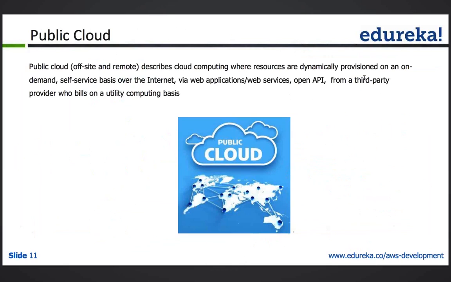So here's the definition of cloud computing. This is the standard thing. Public cloud is AWS and all the major cloud services are essentially public cloud. Okay, so these are dynamically provisioned, on demand. They are self-service. They are over the internet, right? And they are built on a utility computing basis, right? So this is the standard cloud. This is what everybody understands as cloud computing.